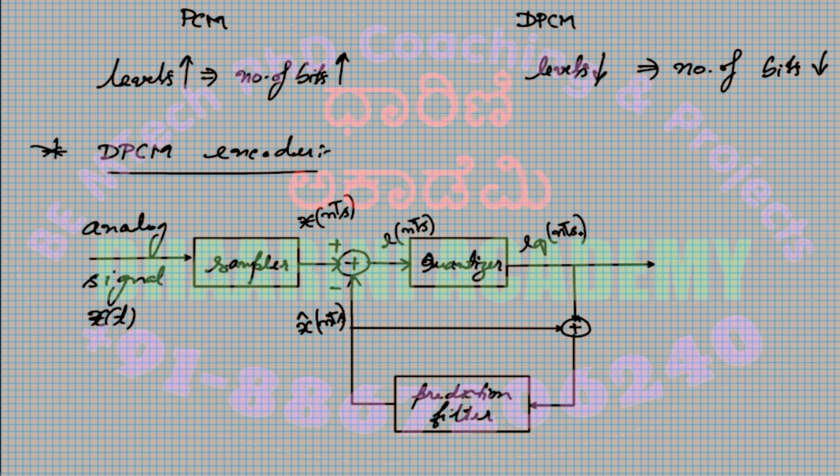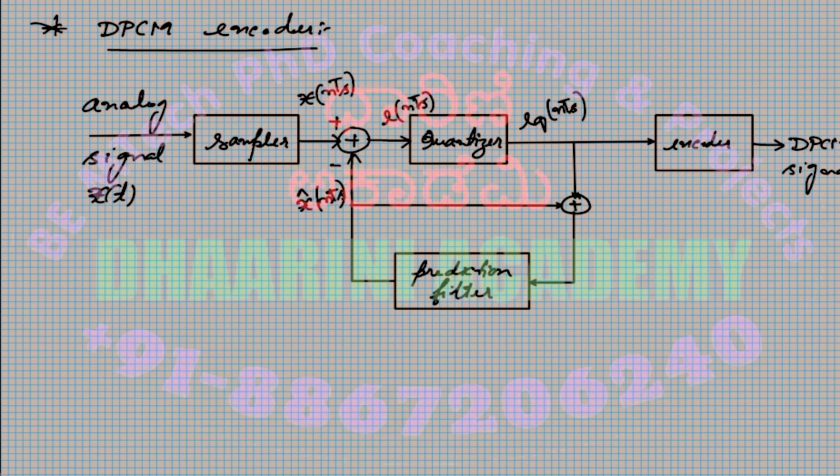eq of nTs. Now what you do, you encode this error and transmit, correct? So I have to use what is called an encoder here. The output of this itself is the DPCM. All right, so we'll quickly write the equations required. The same equations we will be using when we solve the problems.